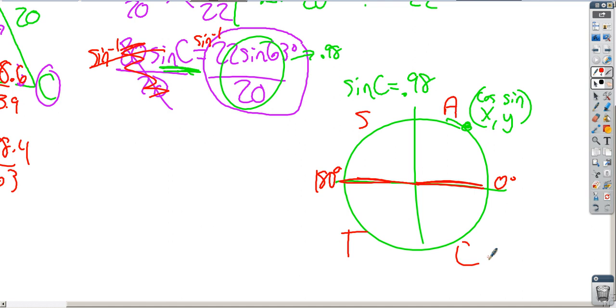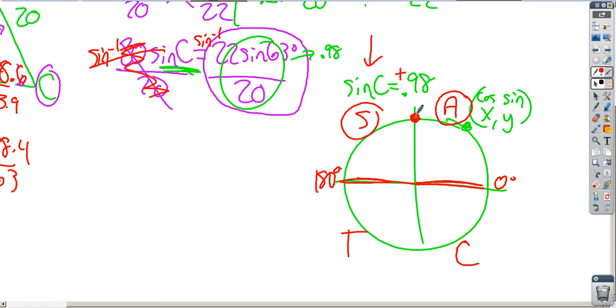And there's an acronym for telling when each trig function is positive. It's All Students Take Calculus. So notice this, not only in quadrant 1, but also in quadrant 2, sine is positive in both of those quadrants. And this equation is telling us that the sine of C is positive 0.98. So where does that happen? It happens in two places.